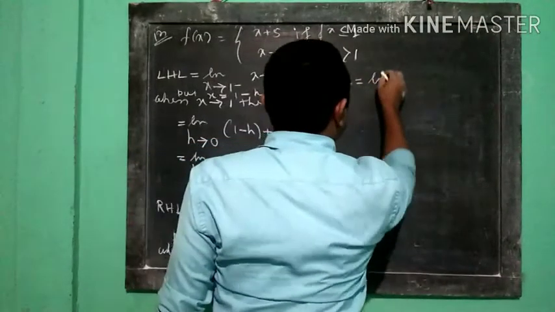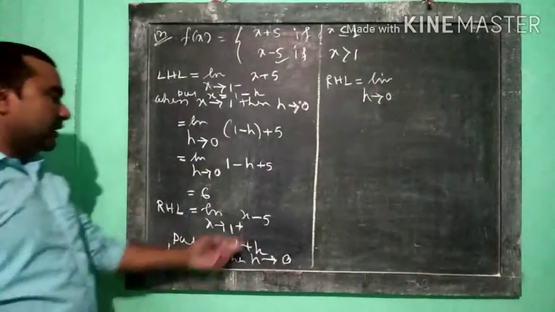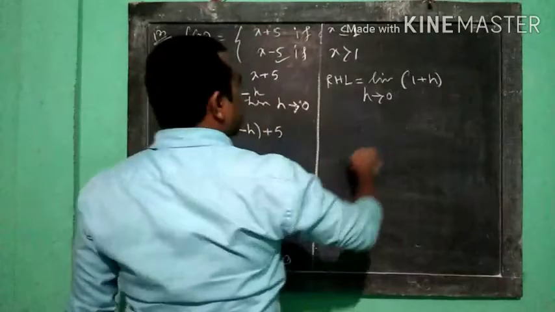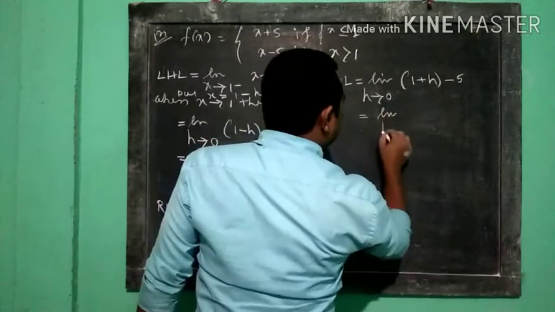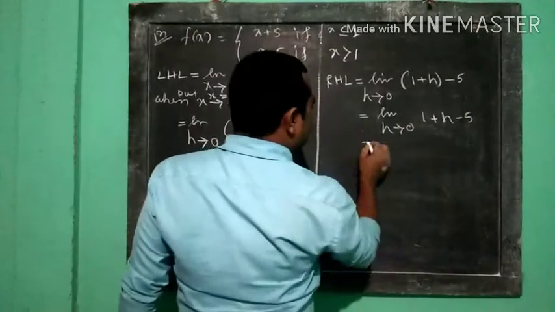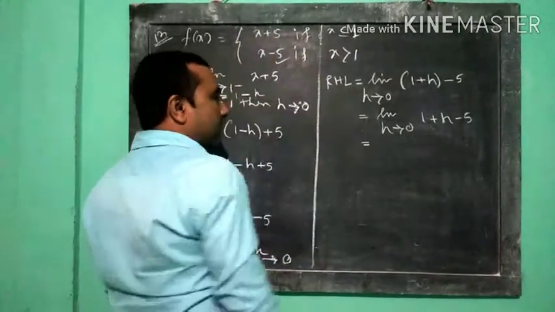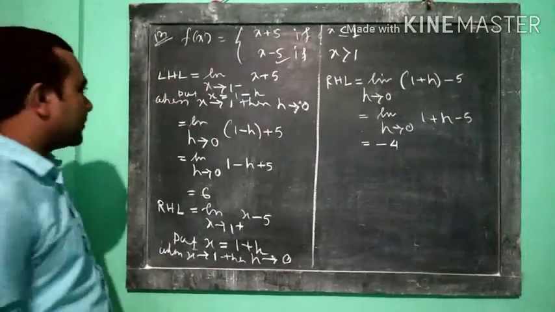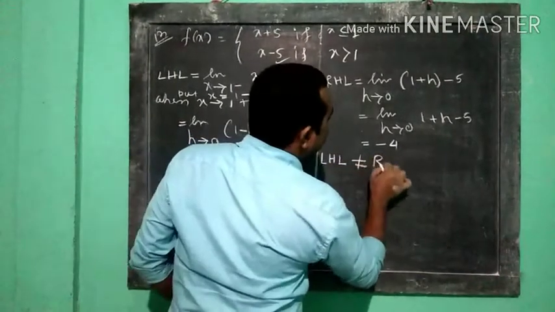So therefore right hand limit equal to limit h tends to 0. Now x is replaced by 1 plus h. In this equation you write x is replaced by 1 plus h minus what? Minus 5. This is equal to limit h tends to 0, 1 plus h minus 5. If we put h equal to 0 here, then what do we get? 1 minus 5, equal to minus 4. So are the left hand limit and right hand limit equal or not? From the above it is clear that left hand limit not equal to right hand limit.